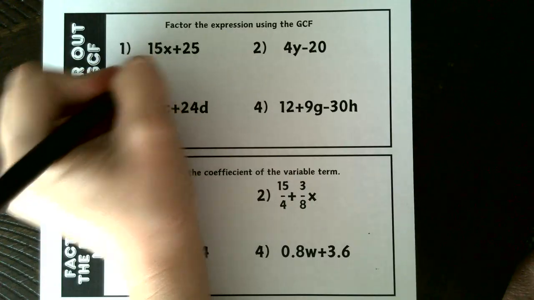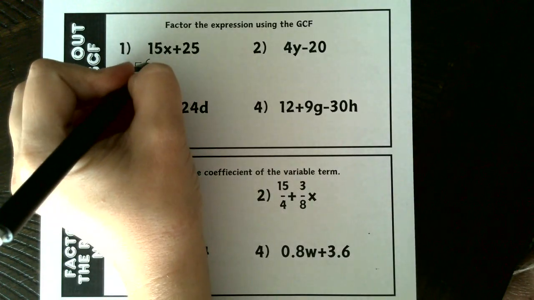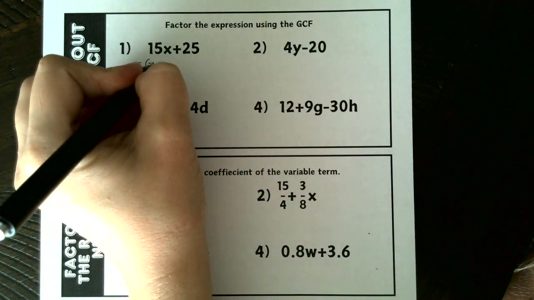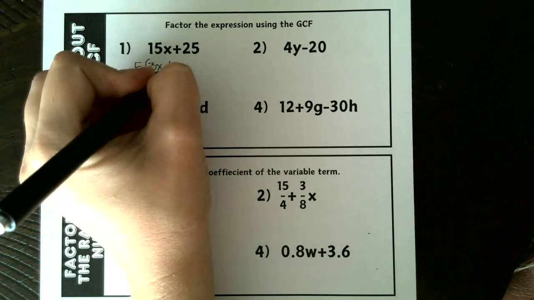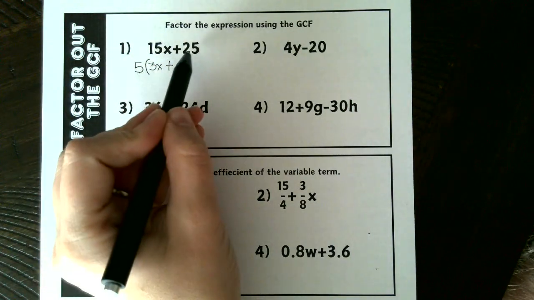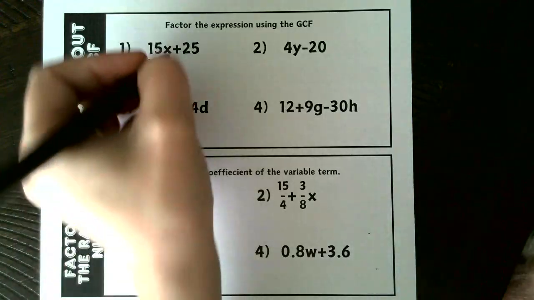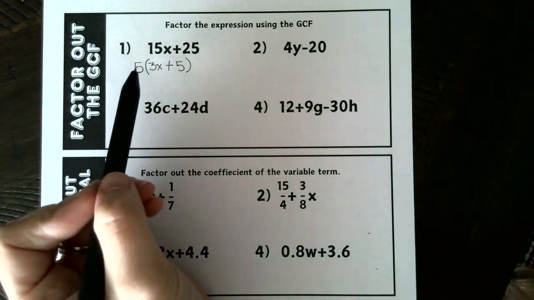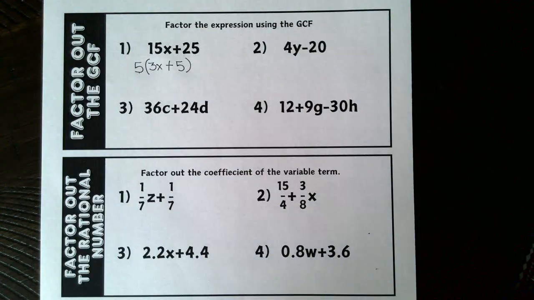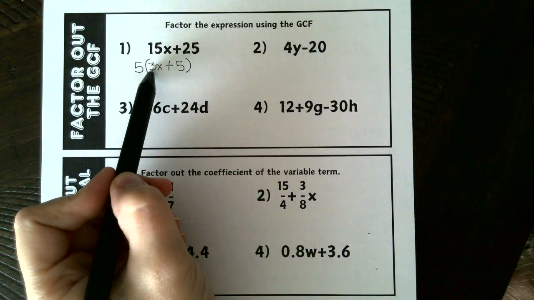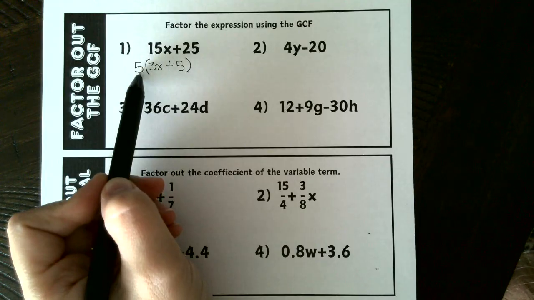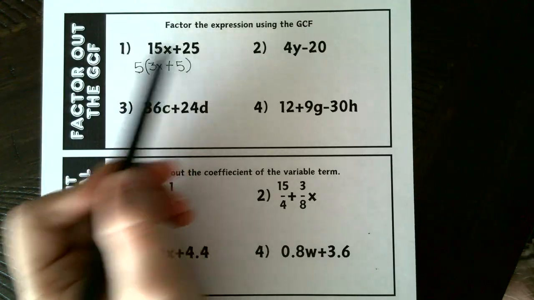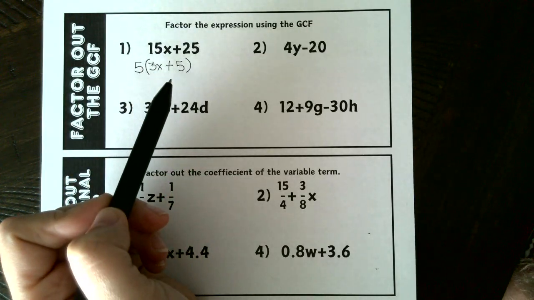So I'm going to make my parentheses. So 5 times 3 is 15. So I'm going to put the 3x here and then the plus sign. How many times does 5 go into 25? It goes in 5 times. And then I can close my parentheses. And I'm just going to check my work just to make sure. So I'm going to go 5 times 3 is 15x. 5 times 5 is 25. I know I have factored correctly.